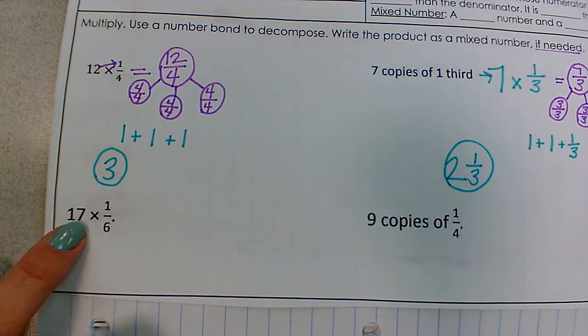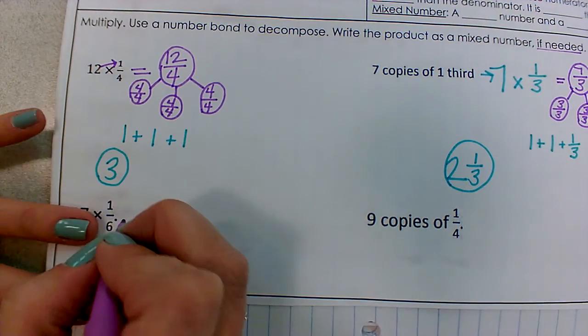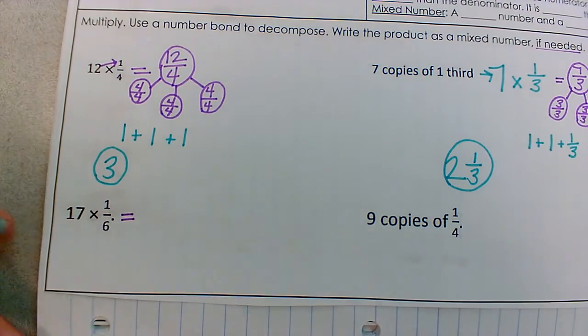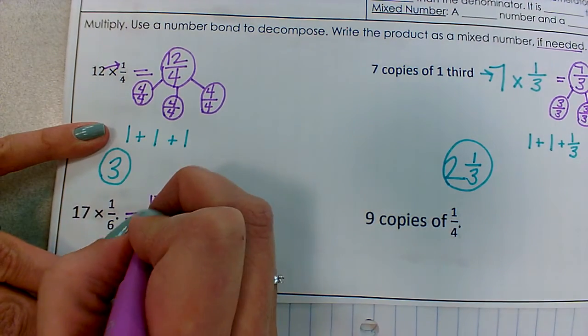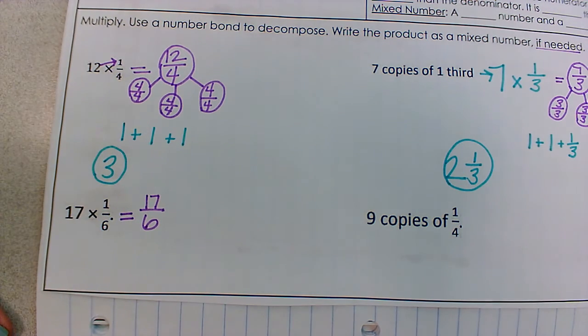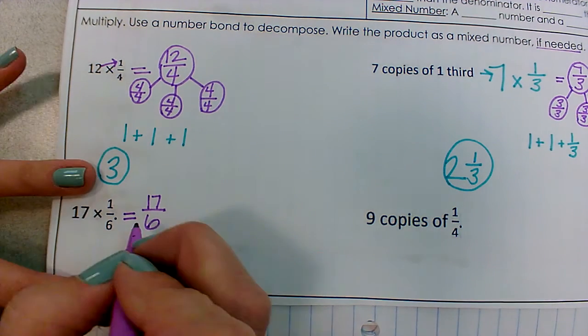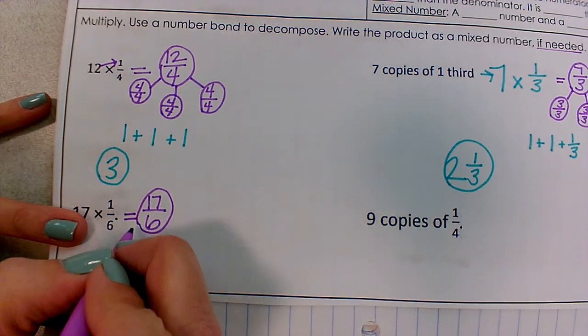All right, let's look again. This time I have 17 times 1/6. Friends, this is when it's really nice that I don't have to write my repeated addition, because that would be a lot of 1/6. So I know that it would equal 17/6. But again, I'm left with an improper fraction, so I can't stop here. I'm going to start looking for as many wholes as I can pull out.